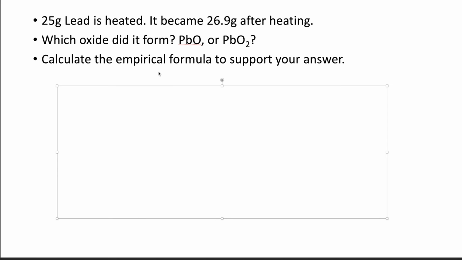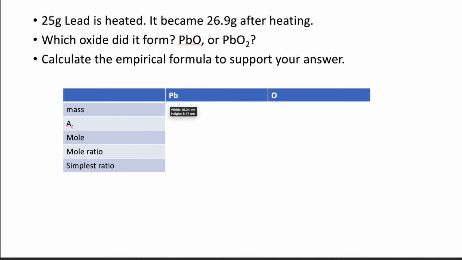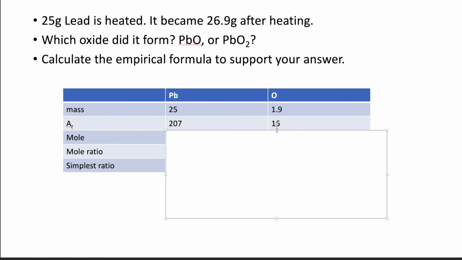Empirical formula is like in math, the simplest form. There's a certain way to do it in chemistry. First you draw this table with all these headings. So the mass, you fill it in. So 25 comes from here. 1.9 is the difference. 26.9 minus 25. And the relative atomic mass will be this. The large number for lead and the large number for oxygen.